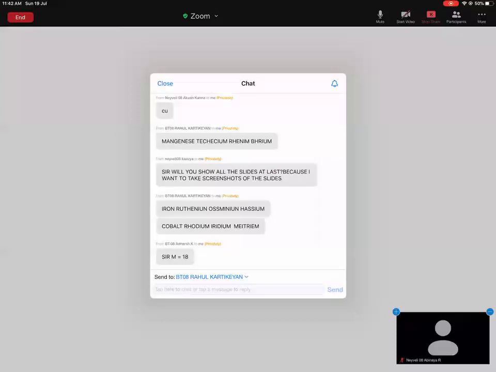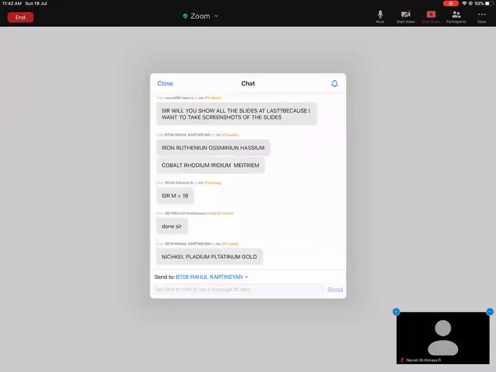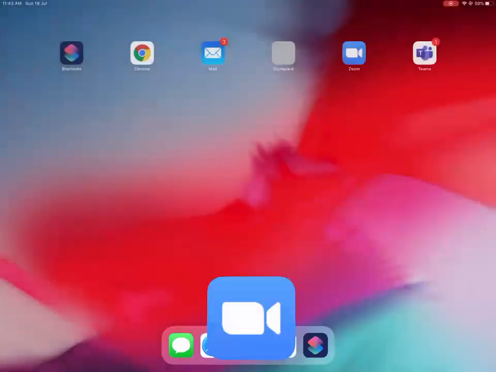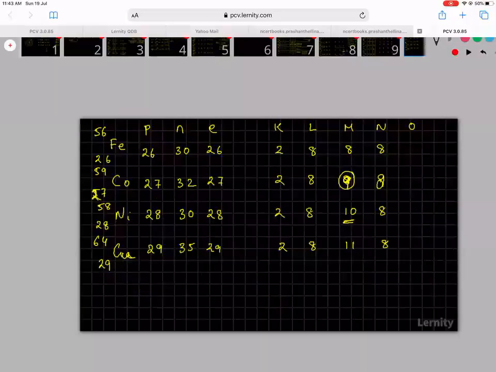Yeah, I will show you, but I don't like the idea of taking screenshots. You have to work. Okay, many people have remembered. No problem, no problem. Keep doing this up to atomic number 40.